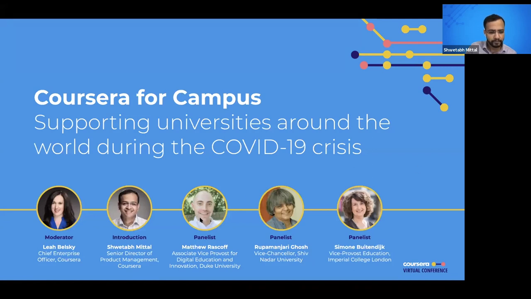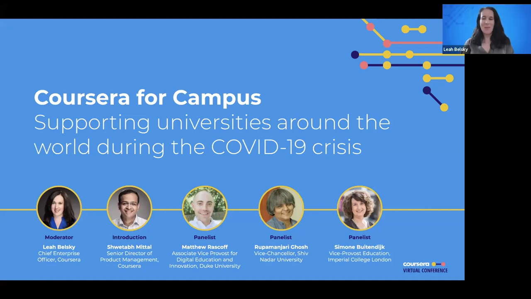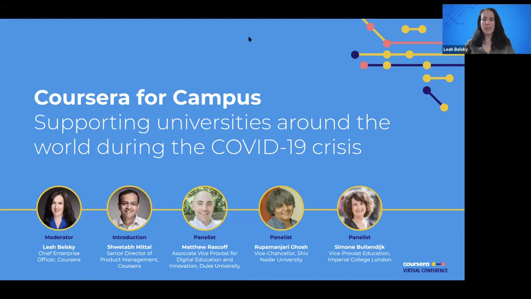Now I'd like to introduce you to our three panelists. We're joined here by Professor Simone Buitendijk. Professor Buitendijk is the Vice President of Education at Imperial College London, and she's also been a member of the Coursera Advisory Board. We're also joined by Matthew Rascoff. Matthew is the Associate Vice Provost for Digital Education and Innovation at Duke University. And lastly, we're joined by Dr. Rupamanjari Ghosh. Dr. Ghosh is currently the Vice Chancellor of Shivnadar University in India. Thank you, all of you, for joining us.